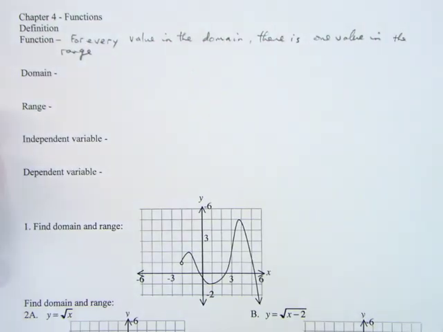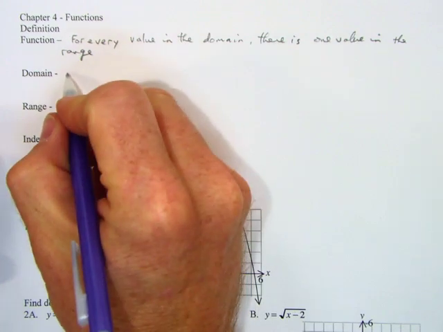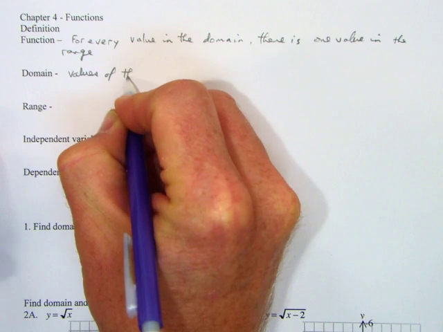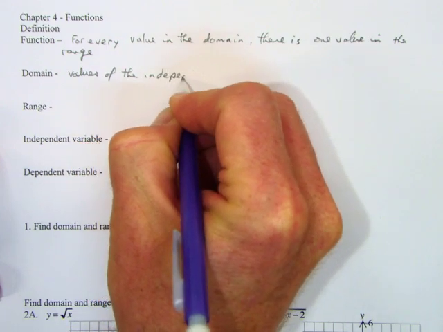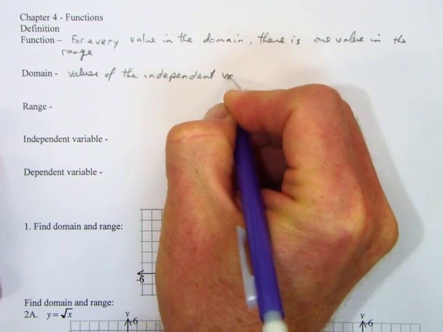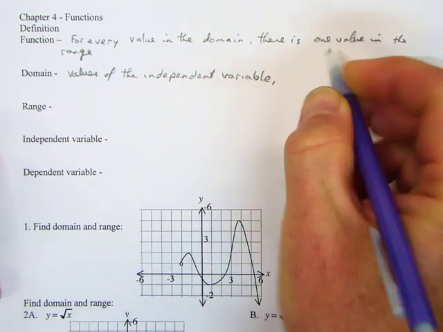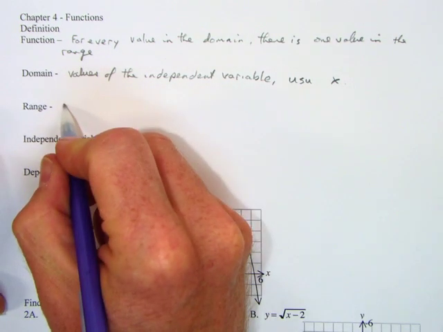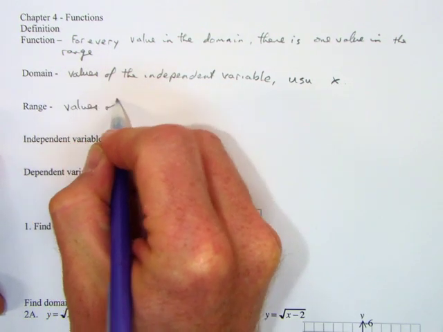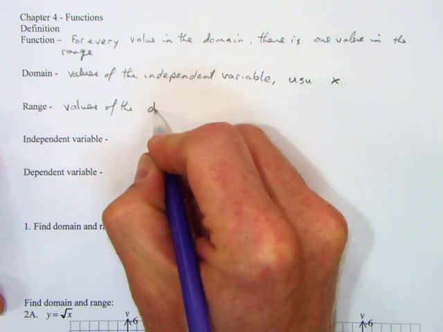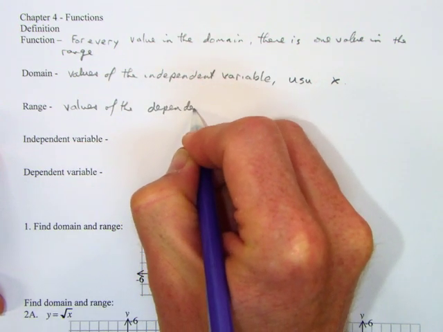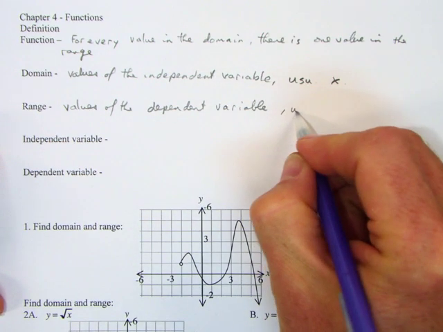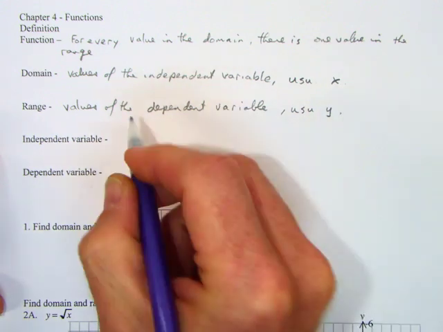See if I can change the light on that. Now, what is domain? Domain are all the values of the independent variable. And for us, that is usually x. What's the range? The values of the dependent variable. Actually, I should have put this one afterwards, usually y.